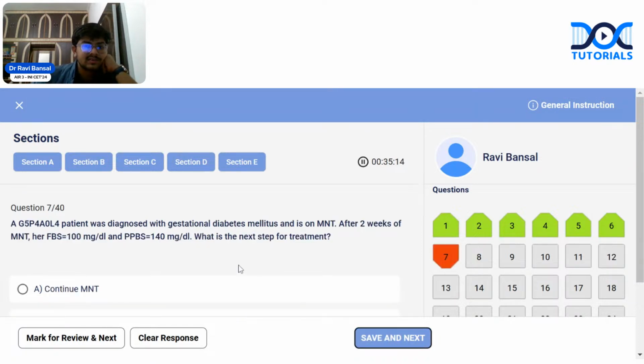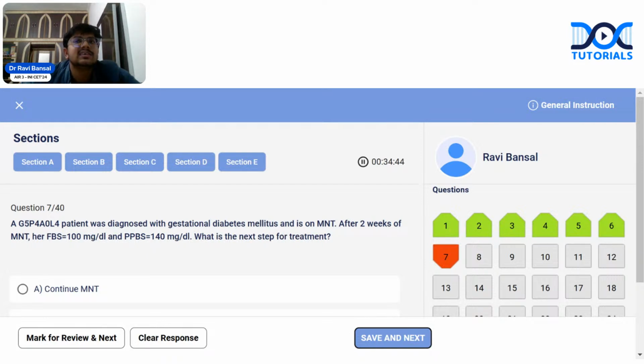What is the next step for the treatment? G5, P4, abortion 0 and living 4. The patient was diagnosed with gestational diabetes mellitus and is on medical nutritional therapy. After 2 weeks of medical nutritional therapy, FBS was 100 and PPBS was 140. What is the next step of the treatment? So she is already on MNT, and with only nutritional therapy, there is a PPBS of 140.